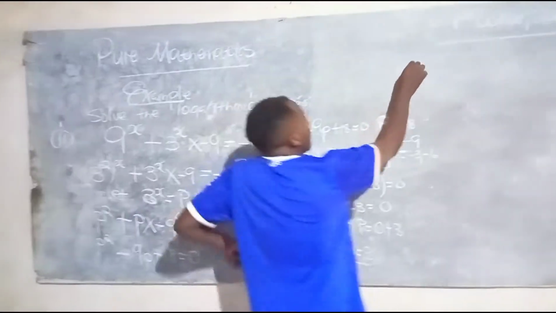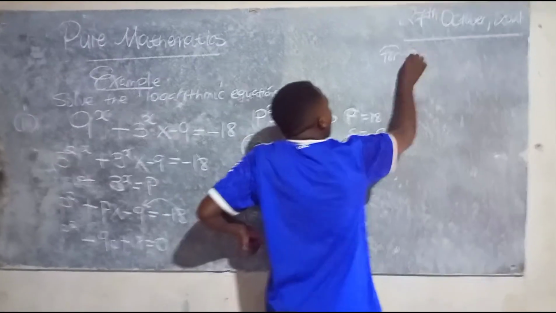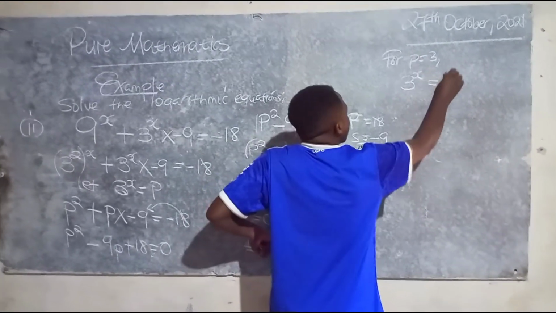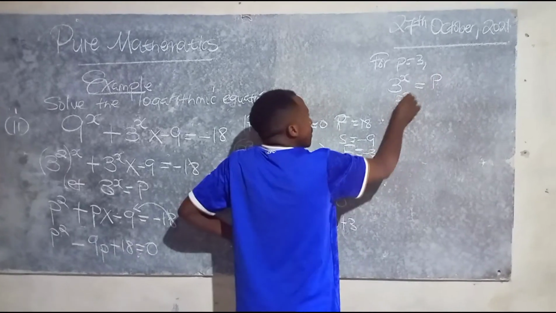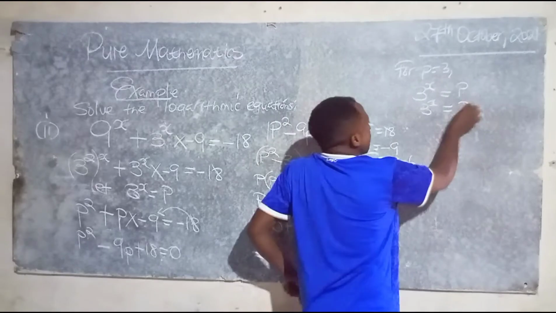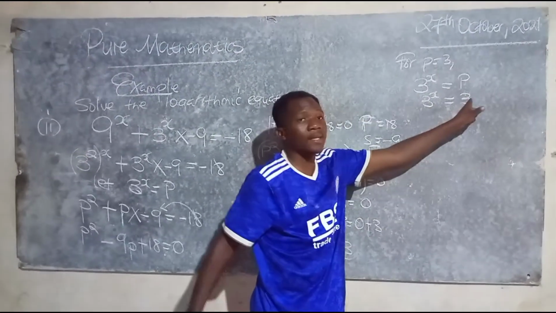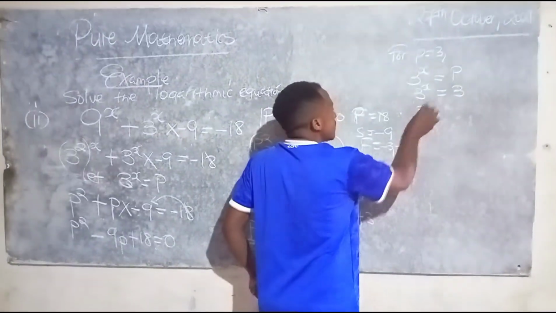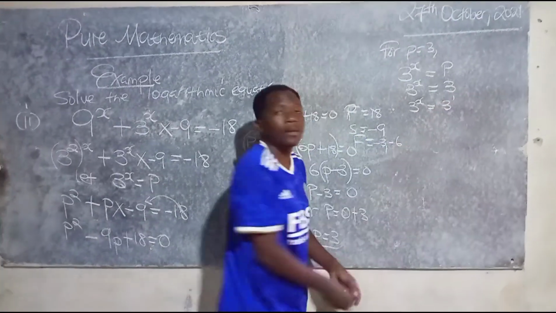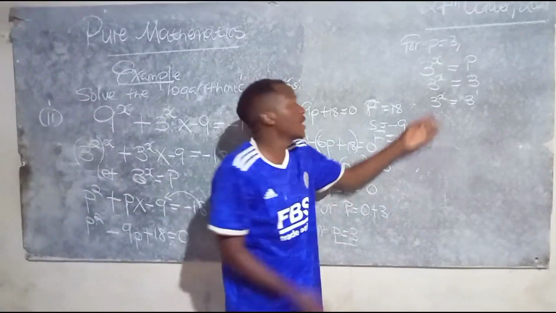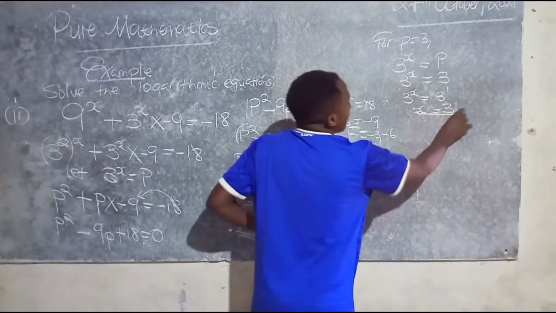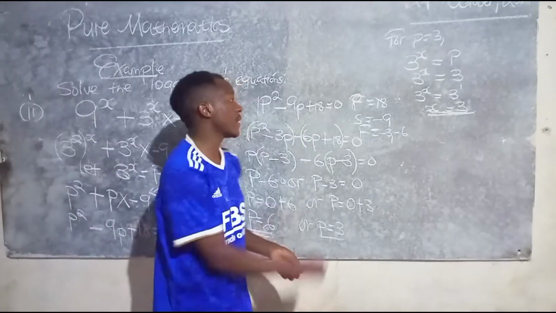So we're going to solve. For p equals 3, we're going to say 3 to the power x equals p. Where there is p, we're going to replace it with a 3. If you replace a 3, the bases are the same now. So this is 3 to the power x, and this is 3 raised to the power 1 because it is there once. Then the bases are the same, so we can assume x is equal to 3. So this is the first answer.